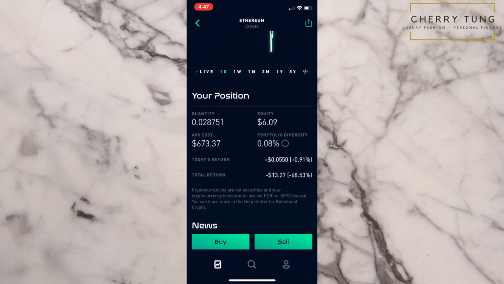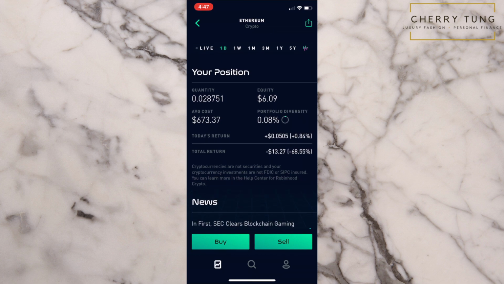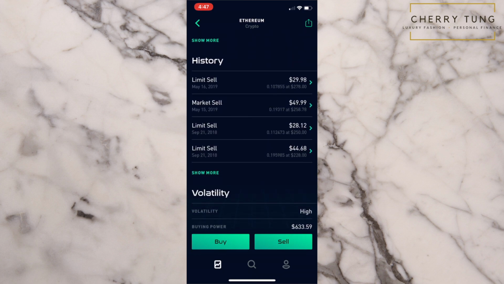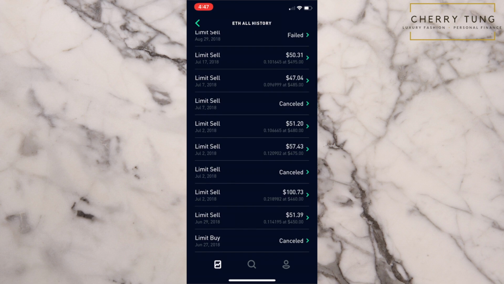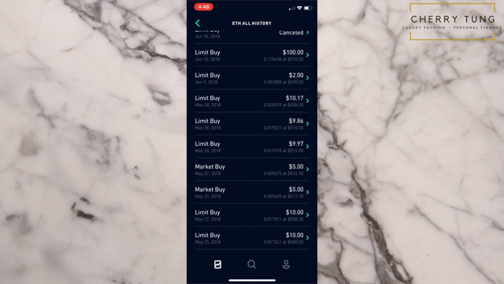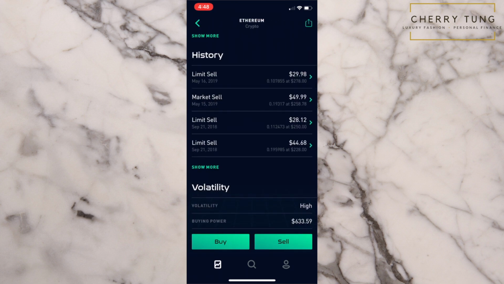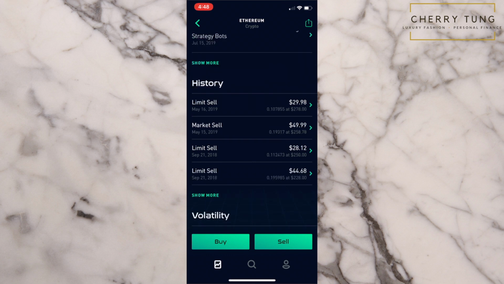My average cost for Ethereum is almost $700, but as you can see, in these limit sells, I've been losing money on all these sales. So this is a lesson learned. I probably invested way too much play money into something that I did not fully understand. At one point, my investment in cryptocurrency probably consisted of more than 10% of my overall portfolio. So that is not a good thing.